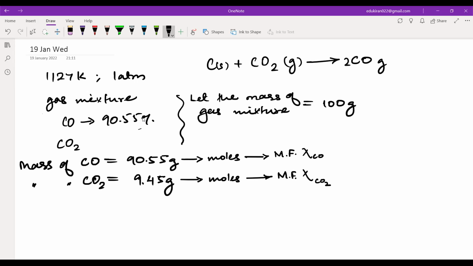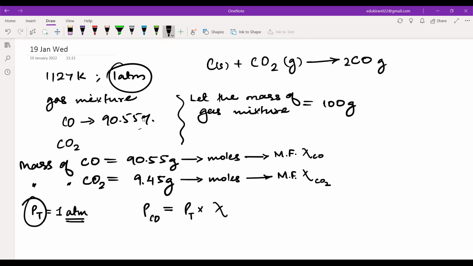Okay. Now I have the P total, it is equal to 1 atm. Now I can calculate the partial pressure of carbon monoxide as the P total into the mole fraction of carbon monoxide, and the partial pressure of CO2 will be equal to the P total into the mole fraction of CO2. Yes or no? Yes, sir. Dalton's law of partial pressure.